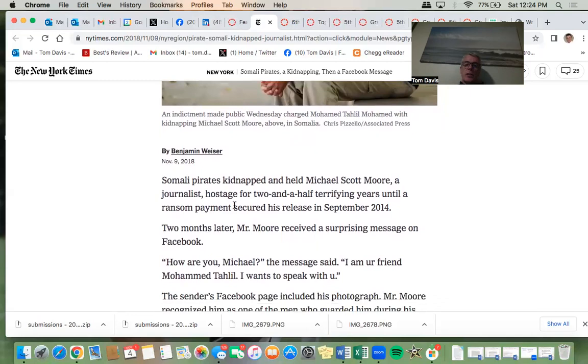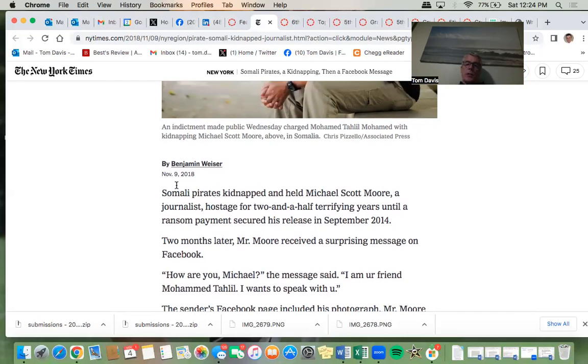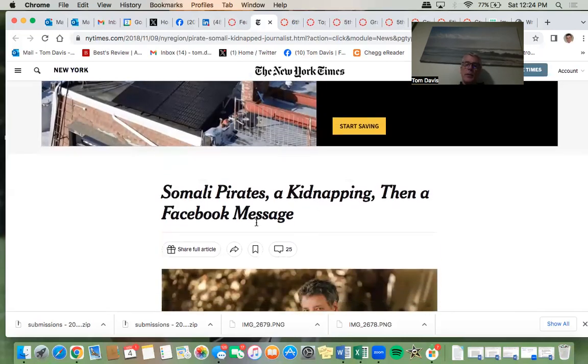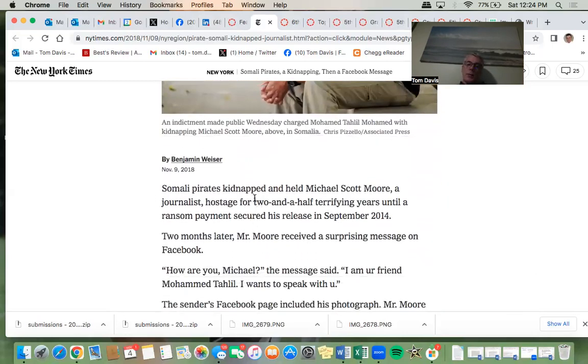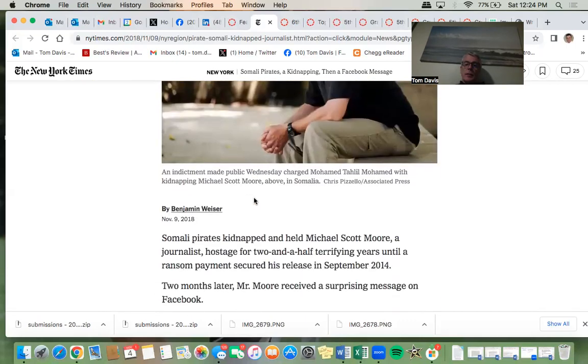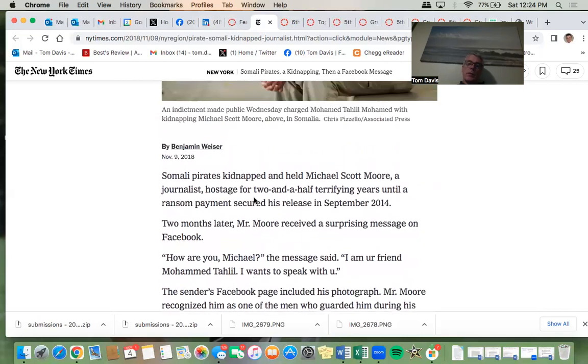When you look at the story, you'll see that the first couple of paragraphs do not talk about, there's a headline, right? Somali pirates are kidnapping, and then a Facebook message, even that's a little vague. But this is going to be a story about a guy who bonded with somebody who I believe was a Somali pirate, if I remember correctly. It starts off by saying Somali pirates kidnapped and held Michael Moore, a journalist, hostage for 2.5 terrifying years until a ransom payment secured his release in 2014. That leaves you hanging, but it's not about that. Two months later, Mr. Moore received a surprising message on Facebook. It kind of leaves you wanting. It was a little bit vague. Not everything's in there.